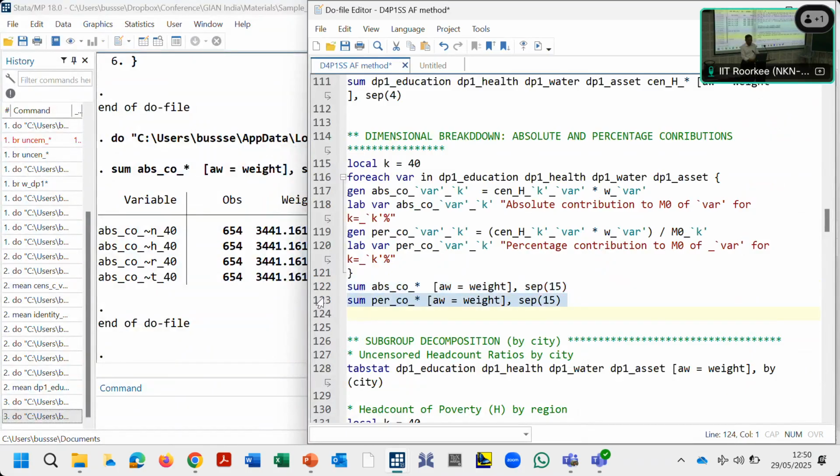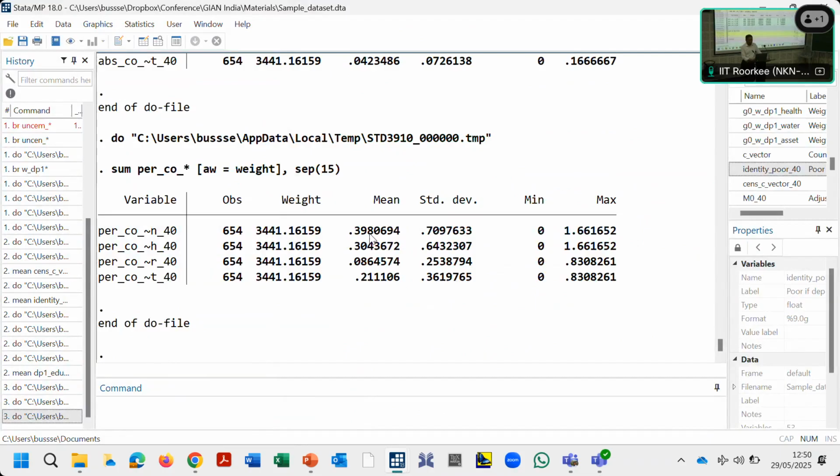Similarly, if you just run the percentage contributions, there you go. You have the percentage contributions, add them up, you should get 100%. 40 plus 30, 70, and then 30, around 100. You should get 100. Make sense? If your computation is right, they all have to match up.